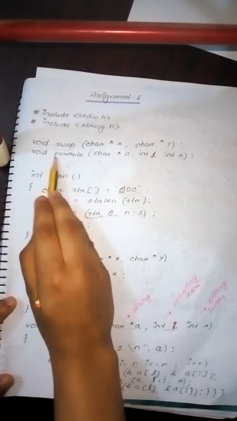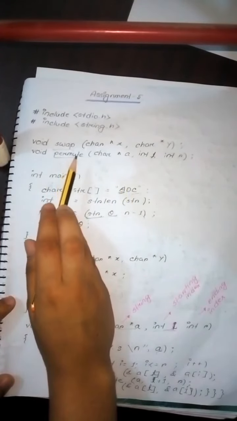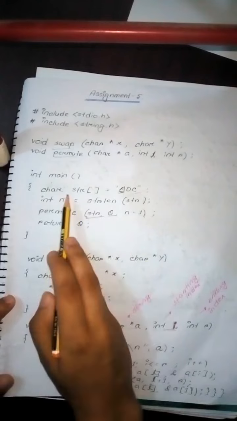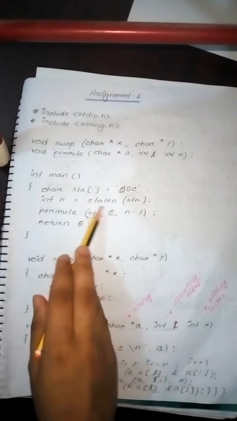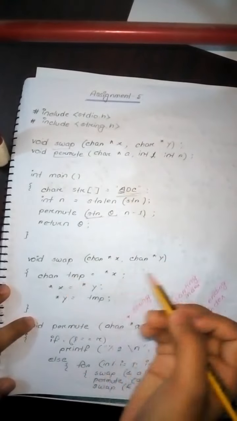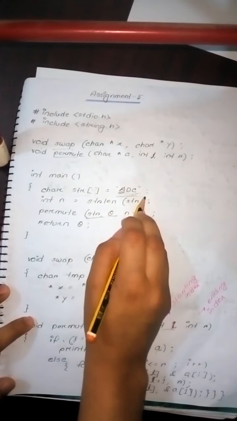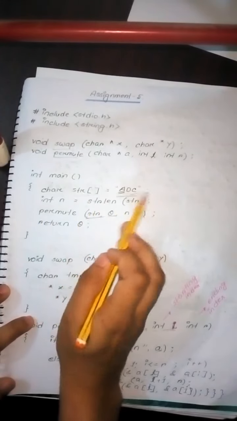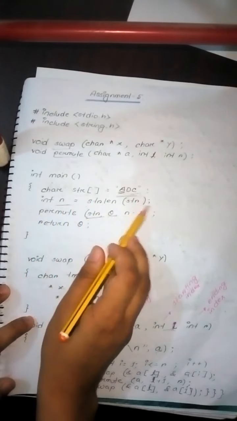We have two functions here, and these are the prototypes of those functions. One function is swap and another function is permute. Inside the main, we are going to take a string which is char data type, and this string is an array. Inside the string is ADC. We are going to find the permutations of this string ADC. Another thing is, we are going to save the whole length of this string, that is strlen, inside this variable n, integer n equals strlen.